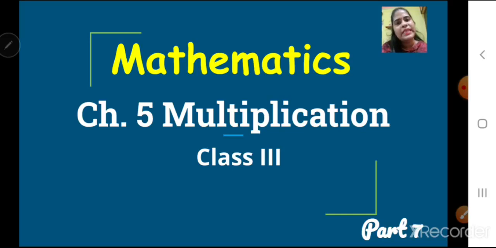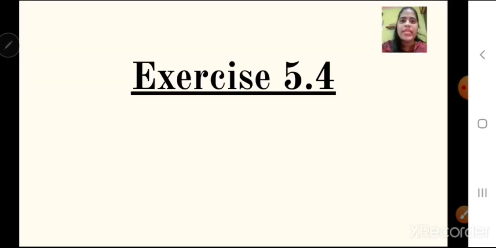Children, we have started with a multiplication chapter, and in our last class we have learned about multiplication of two-digit numbers, right? So now we are going to continue with the same. Everyone take out your textbook and your notebook. We are going to continue with exercise 5.4 and then we are going to go through the new method, which is the shortcut method.